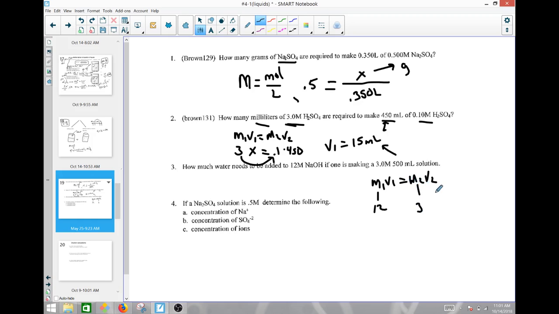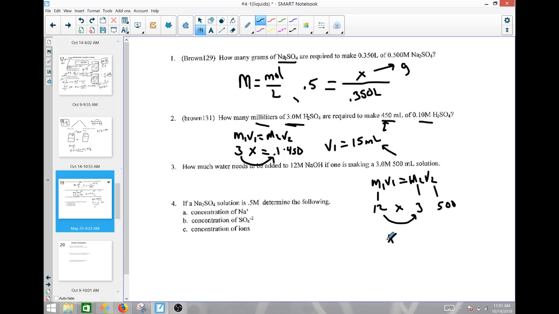And ending volume, it's indicating here is 500 milliliters. 500. Okay, so we'll solve for this guy. Notice my concentration is getting 4 times less concentrated. That means my volume must increase 4 times. So let's see if that makes sense when you solve for x.